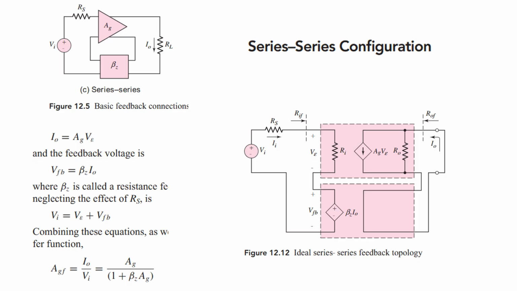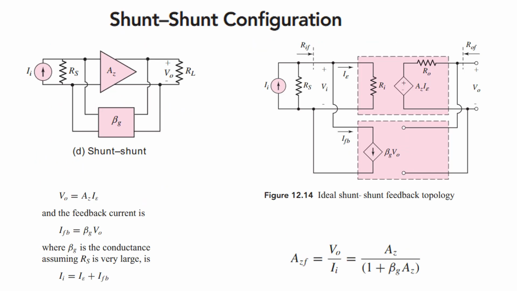Similarly, the series-series configuration means both sides are in series, left side and right side. Since both are in series, the input resistance and output resistance will both be increased by the same amount 1 plus beta A. And for shunt, just check how the gain is affected. The gain will be reduced since this is shunt. So the gain with feedback will be A divided by 1 plus beta A. The major thing is to know the gain, input resistance and output resistance with and without feedback for these different topologies. So these are the possible configurations in feedback.